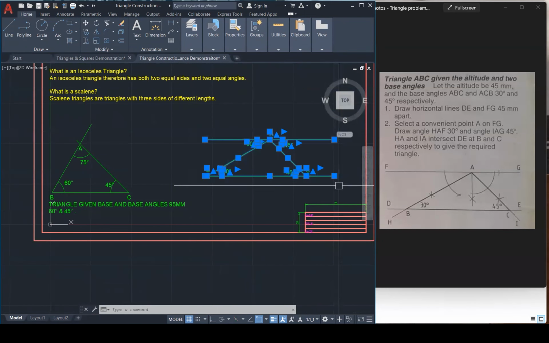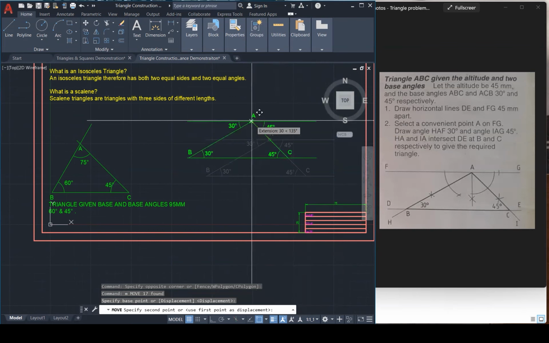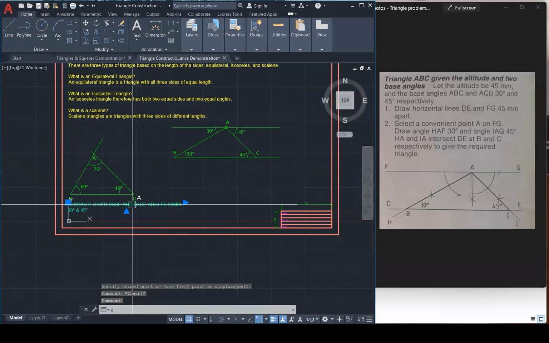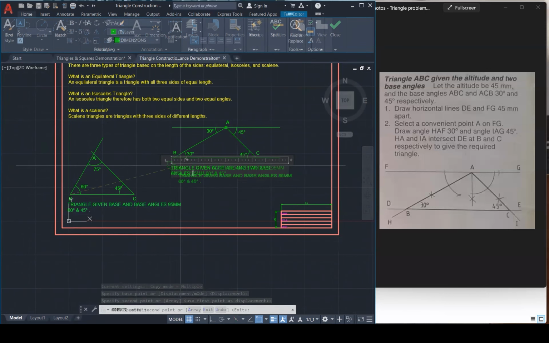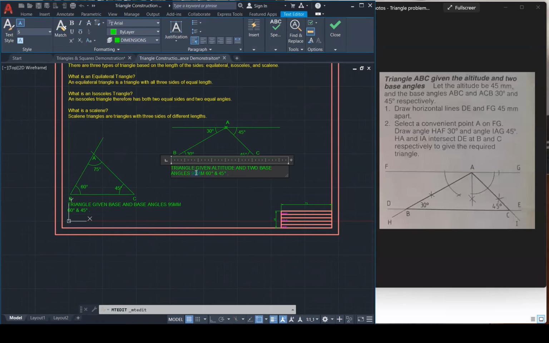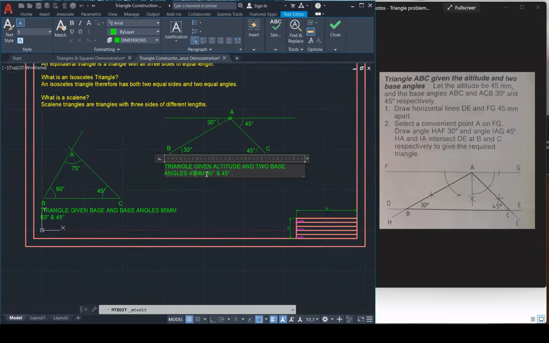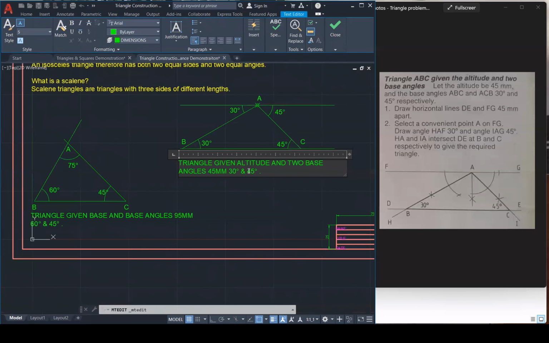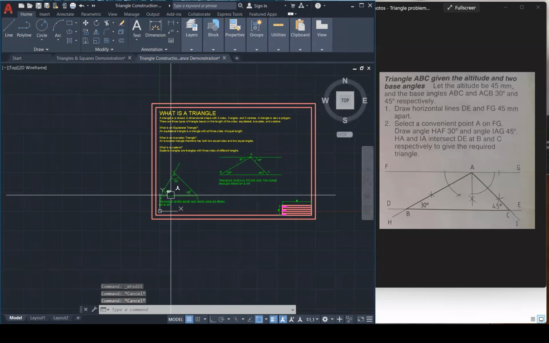So this triangle was done by, let me move this over here. This was done by me given the base, the altitude and two base angles, all right? So that is the title for this one. Okay, so what's the altitude? The altitude would be 45 mil, and two base angles would be 30 degrees and 45 degrees. Given altitude and two base angles. So that's that there, right?